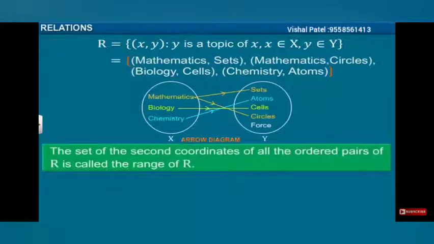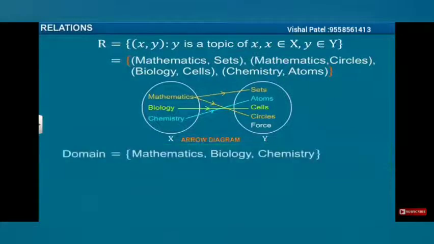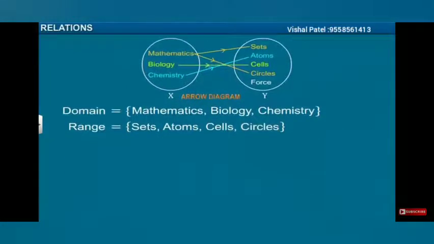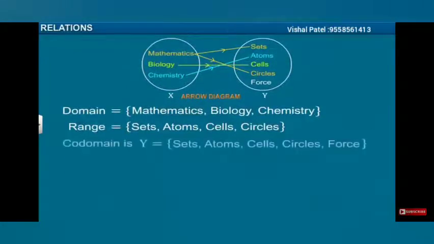The set of the second coordinates of all the ordered pairs of R is called the range of R. All the second elements of the ordered pairs of your relation, we will call them the range. So this range is equal to sets, circles, cells and atoms. Sets, atoms, cells and circles are the elements of the range. So now we all know about domain and range, and codomain is our second set.